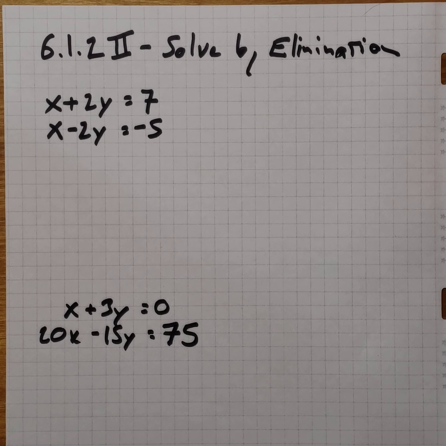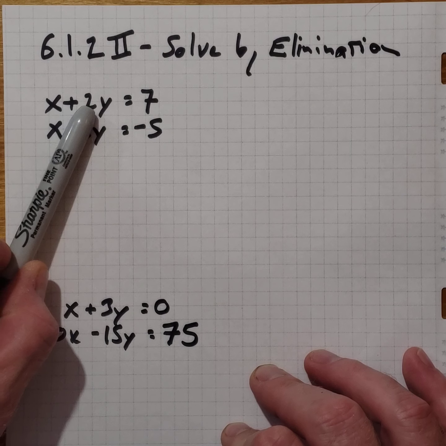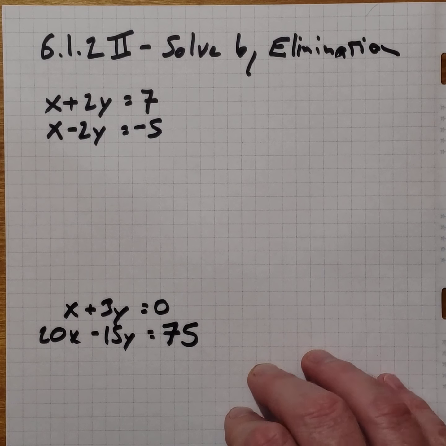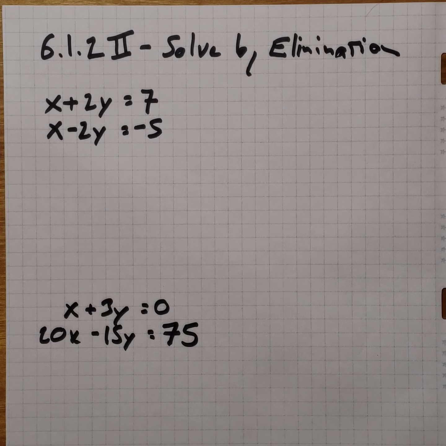Right, our third method for solving these systems of equations is going to be solving by elimination. This happens to be my favorite method, and it works best when you have your x's lined up, your y's lined up, your equal signs lined up, and your constants lined up, when these are in what we call standard form. Something times x plus something times y equals a number.